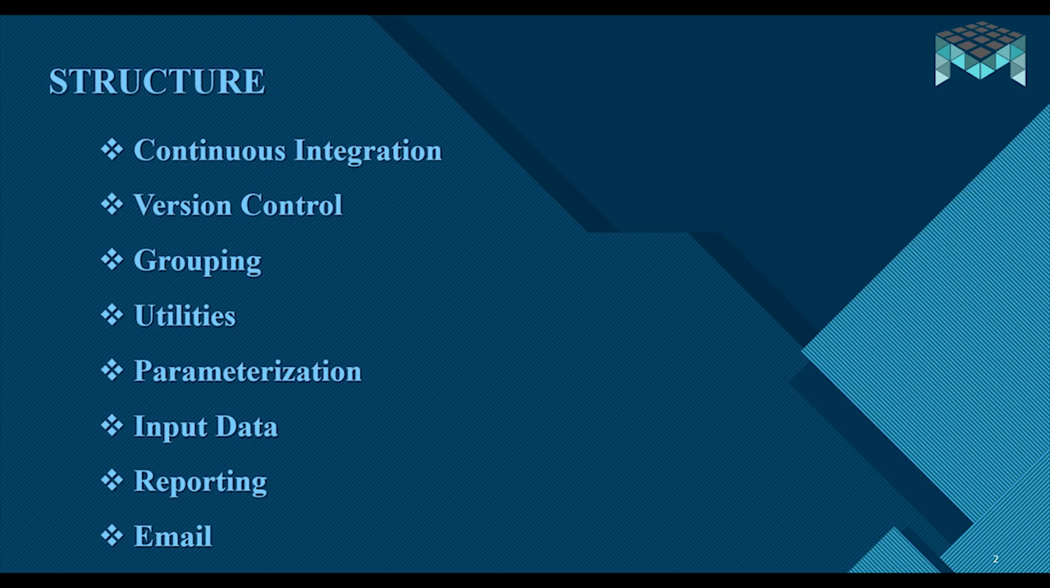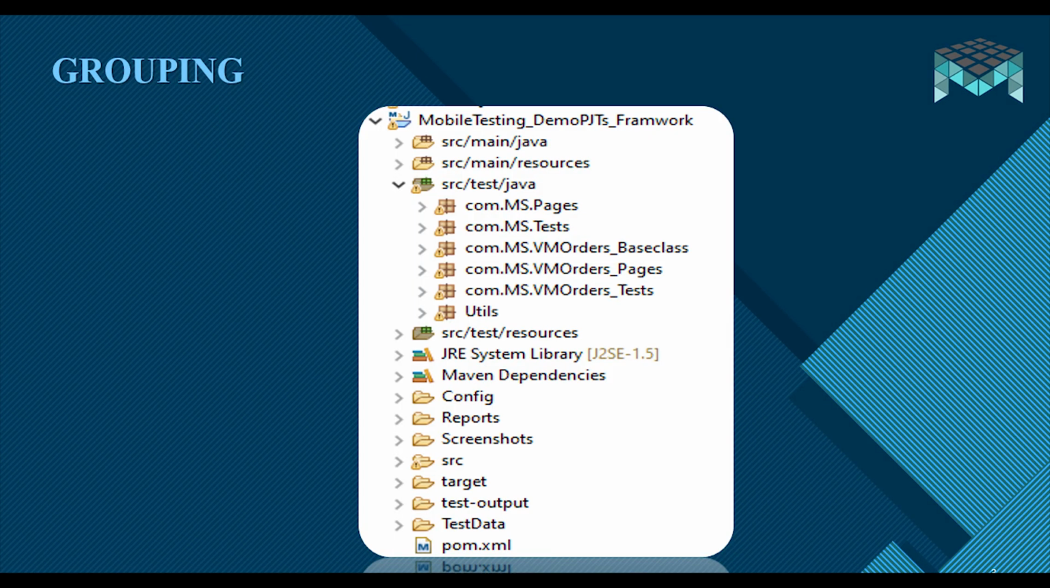Here we have the structure flow of the ready-to-work framework with Android Mobile Testing, which includes continuous integration, version control, grouping, utilities, parameterization, input data, reporting, and finally email. Well, the major factor in the framework involves grouping. Grouping is based on either module-based, page-wise, or any other grouping type.